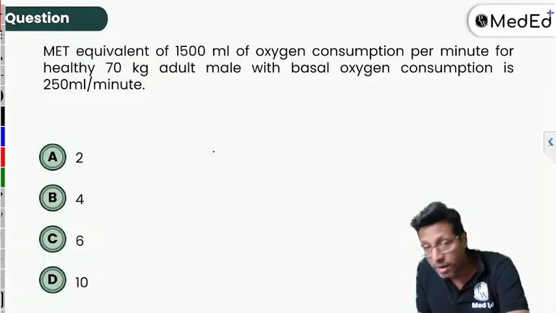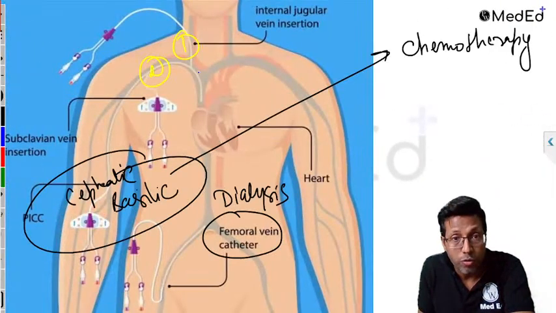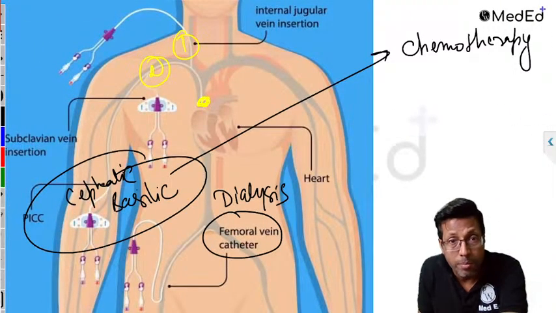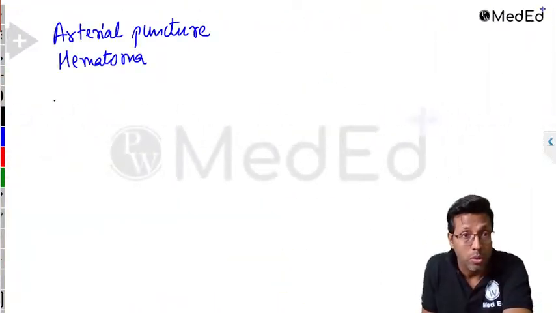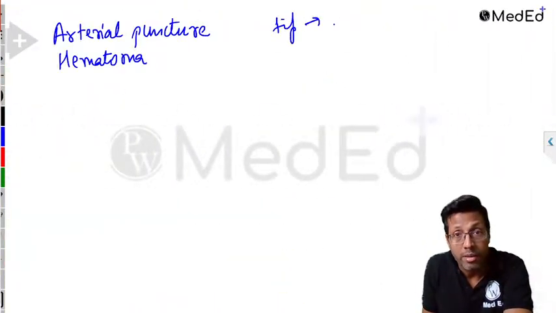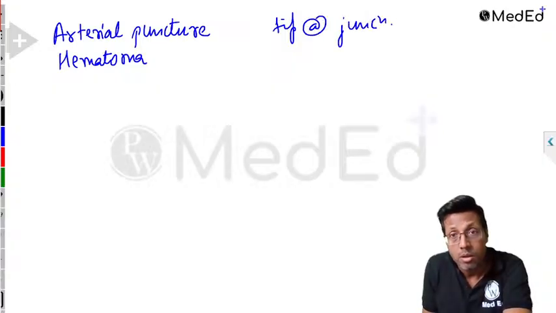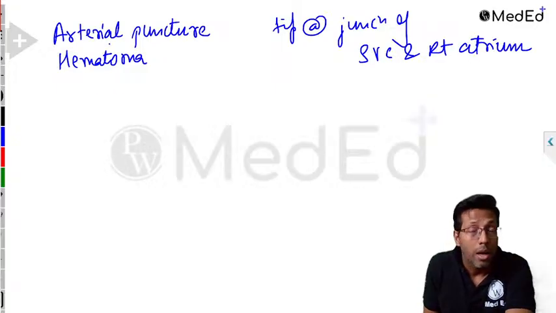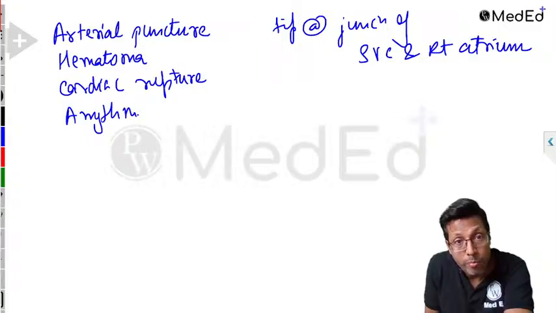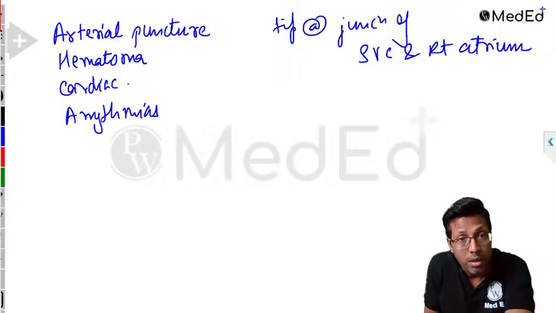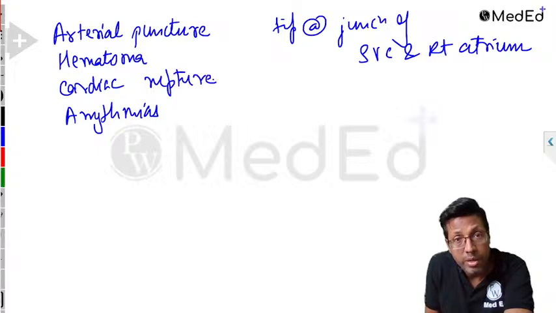Next point, the tip of the central line. It goes at the junction of the superior vena cava and the right atrium. So it's going inside the heart also, right? Therefore, it can cause a cardiac rupture, and it's also known to cause arrhythmias. In fact, arrhythmias are one of the signs that you've placed it correctly. When we put it clinically, we say that if arrhythmias have come, it means you have placed it correctly.